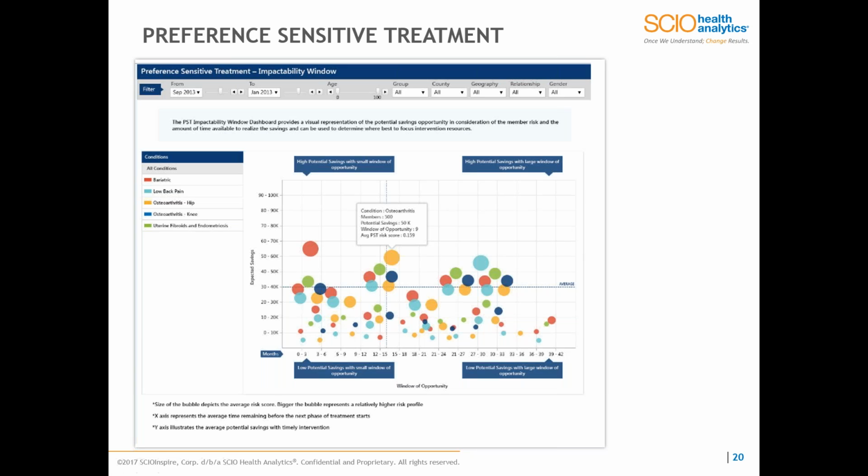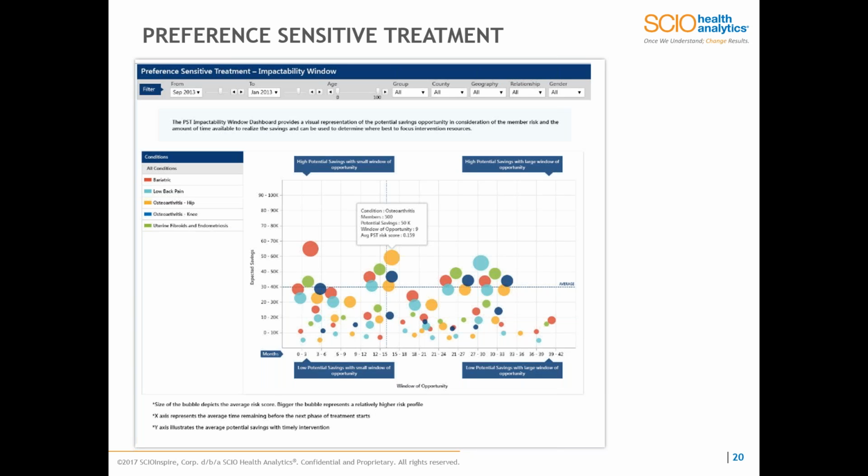However, up here in the upper right-hand corner quadrant, the high potential savings with a large window of opportunity. The size of the bubble represents the amount of potential cost savings associated with that, and the color indicates the specific condition. So focusing your resources over here on those individuals that fall within the conditions that have the highest potential of savings with the largest window of opportunity to intervene would be a smart choice for focusing those limited resources that we do have.